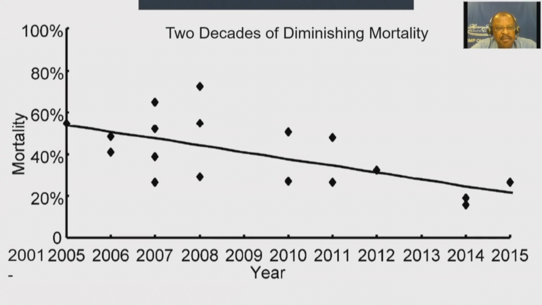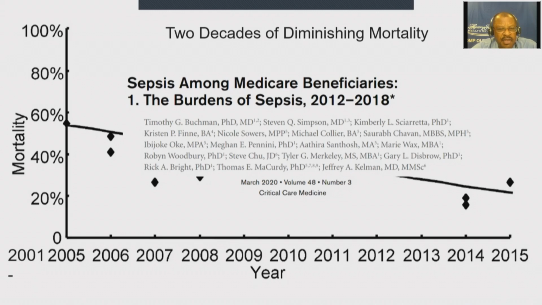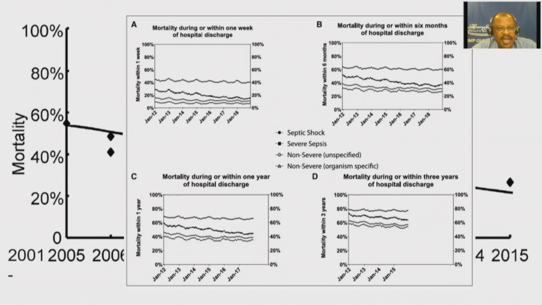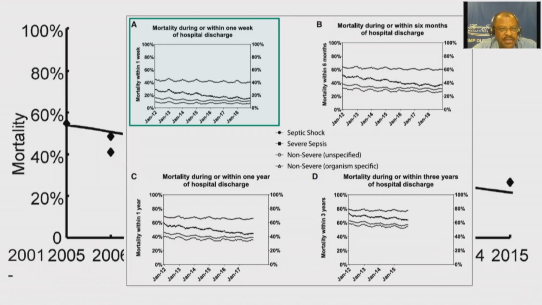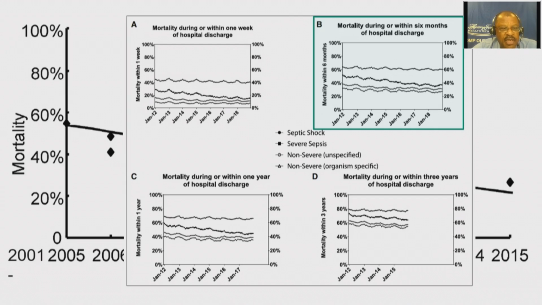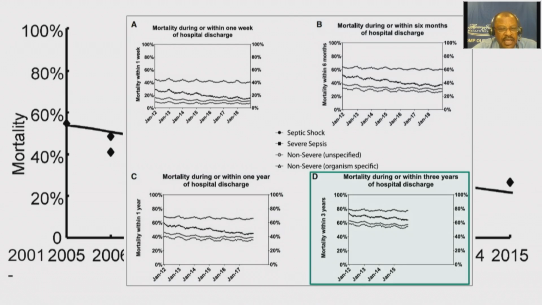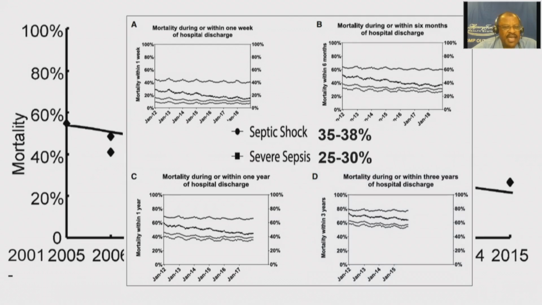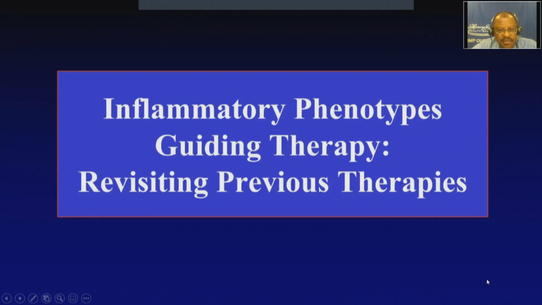The recent study by Dr. Timothy Buckman, published in Critical Care, with over 1 million Medicare patients, basically showed that we've made great strides. Whether you look at 1-week hospital stay, or patients after 6 months, 1 year, and even up to 3 years, mortality from sepsis and septic shock has significantly diminished over the last decade. But it's important that even today, septic shock mortality for a Medicaid patient population is 35 to 38%, and severe sepsis 25 to 30%, which is much higher than what we've realized and quoted in other studies.